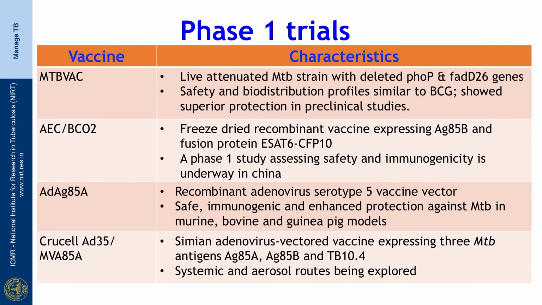The AEC/BC02 is a freeze-dried recombinant vaccine expressing antigen 85B and the fusion protein ESAT6-CFP10. A phase 1 study assessing safety and immunogenicity is underway in China. The Ad5Ag85A is a recombinant adenovirus serotype 5 vaccine vector. It is safe, immunogenic and enhances protection against MTB in murine, bovine and guinea pig models.